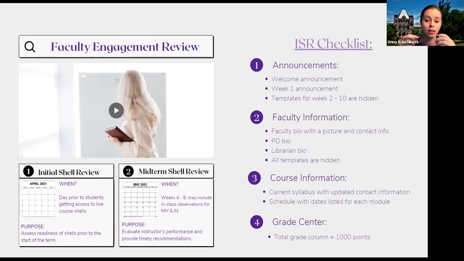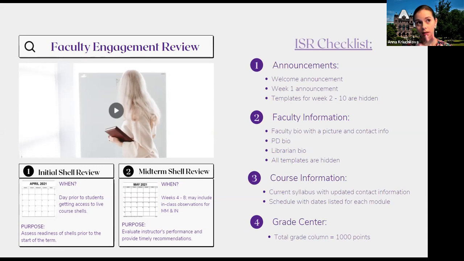And so the schedule is that way of tracking how well they're adhering to this policy and whether they understand specifically the time frame for the course. The last thing that we check upon initial shell review is the grade center, and the only thing we're checking is that the total grade column is equal to 7 points. So when you hover over the total column, it's reflecting 7 points total.